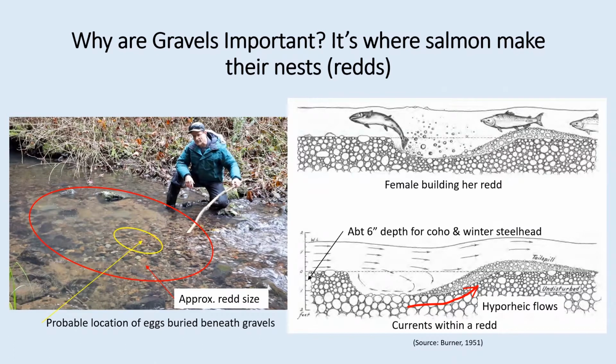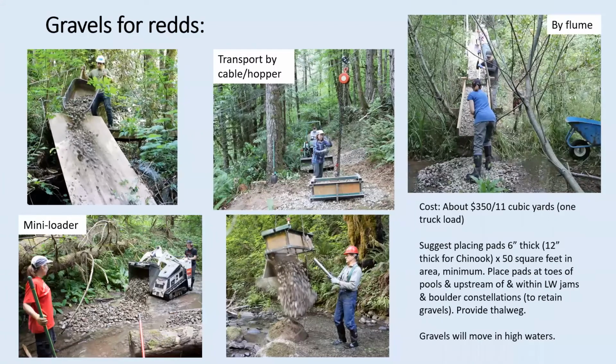Now, there's various ways to place gravels. Let me just back up a minute. No, I'm right. Sorry about that. So there are various ways to place gravels. If you look in the upper left-hand corner, you can do it just simply with a wheelbarrow, dumping gravels into the creek. All these locations that you see pictures of are because we didn't have access with a truck. If we had access with a truck, that's what we would have done, but these places could be hundreds of feet away from any road.